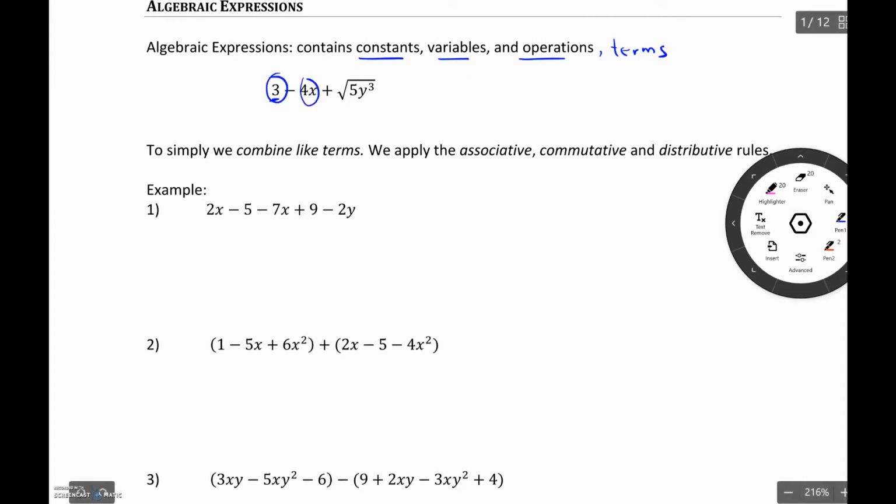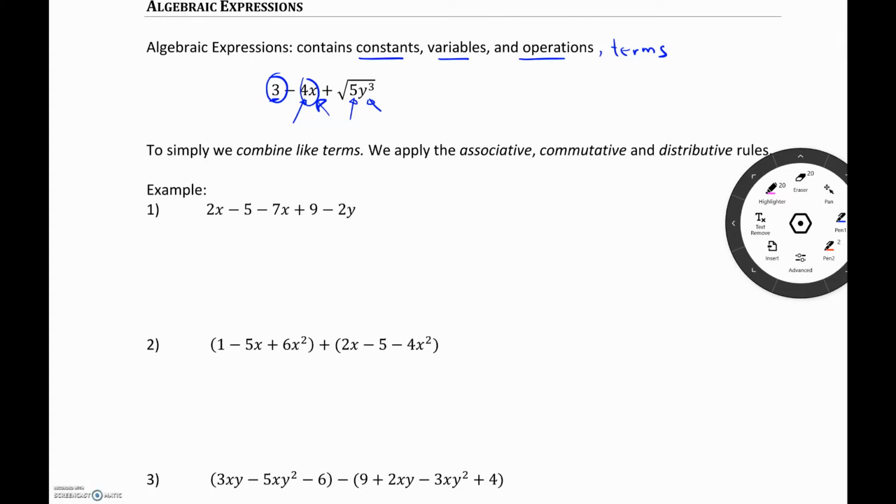Now this term has an x. So x is what you call a variable, and so is y. So x and y are variables. Now multiplying the x here is a 4. Okay, so 4 is a constant. It's actually called the numerical coefficient of the x. And this 5 is called the numerical coefficient of the y.